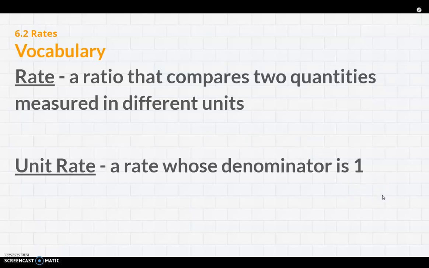Okay, a rate is really just a ratio that compares two quantities, but they're measured in different units. So yesterday we talked about ratios that maybe compared number of students to number of students. Today we could be talking about a rate that compares number of students per cats or something. They have different units. Okay, a unit rate is just a rate whose denominator is 1.